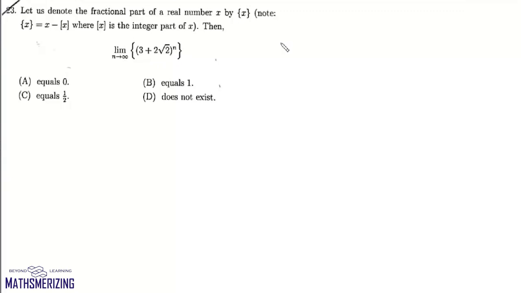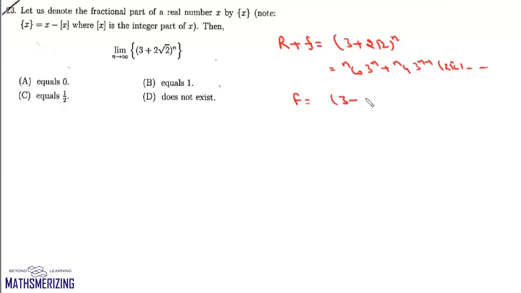Now what we'll do is, we'll say, suppose its integral part is r and fractional part is f. We can write this as (3 + 2√2)^n, which is nC0 3^n + nC1 3^(n-1) (2√2) and so on. Then we'll consider capital F, which is (3 - 2√2)^n. It lies between 0 and 1, and here also any fractional part lies between 0 and 1.